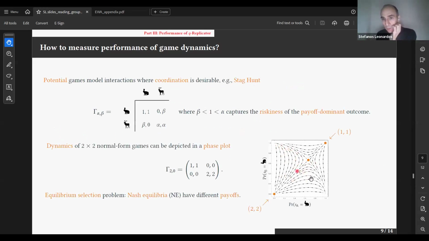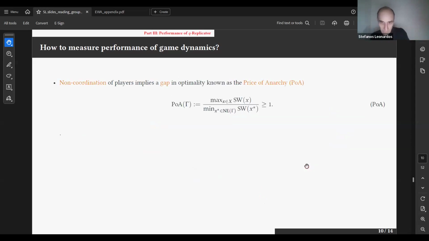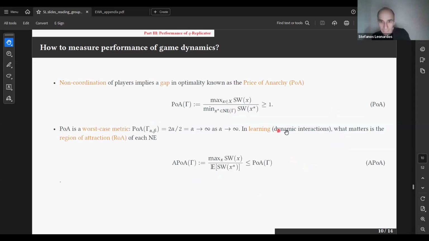Because when we look at the dynamics, we see that many of them go to the 2-2 equilibrium. And this is not even the case where this is 10-10 or 20-20 or whatever, where the price of anarchy goes to infinity. We can imagine that even more trajectories will go to this equilibrium. So this motivates learning in dynamic environments. What matters is not exactly the price of anarchy, which is a static measure, but the region of attraction of its Nash equilibrium. So that's exactly what we care about.